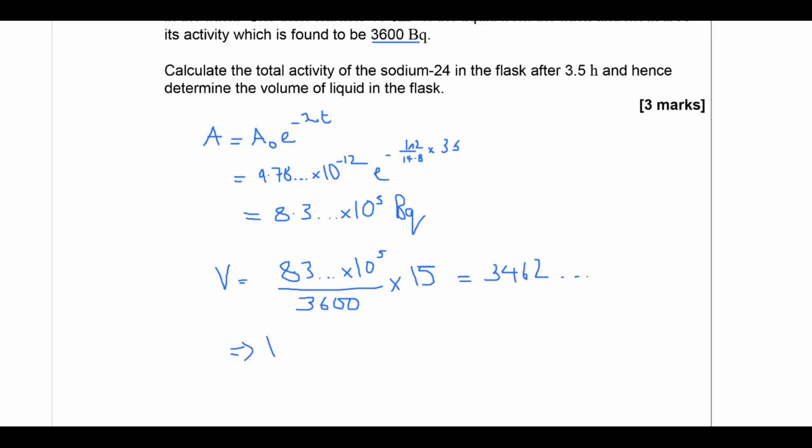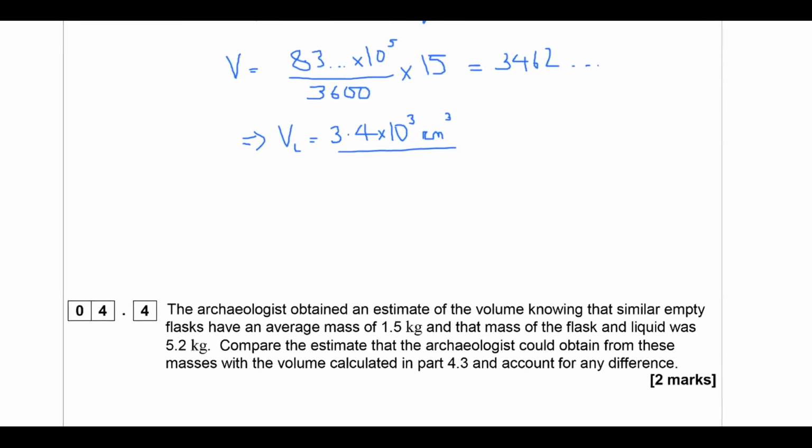So then the volume of the liquid originally would be that minus 15, because we stuck an extra 15 in. So that's going to be 3.4 times 10 to the 3 centimeters cubed there, to 2 SF, because we need to subtract 15 from it. Okay, so that finishes that part.